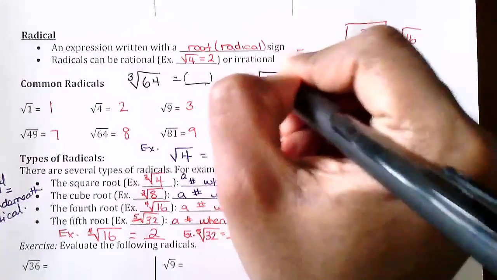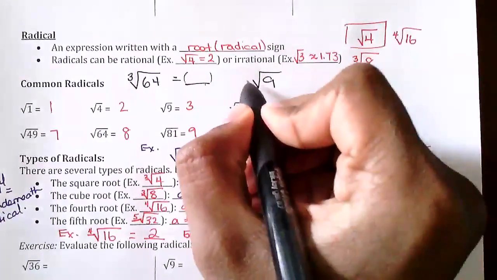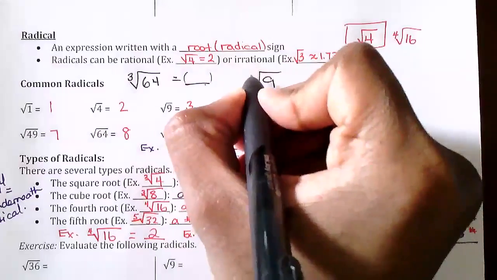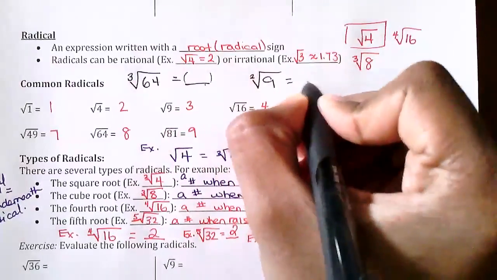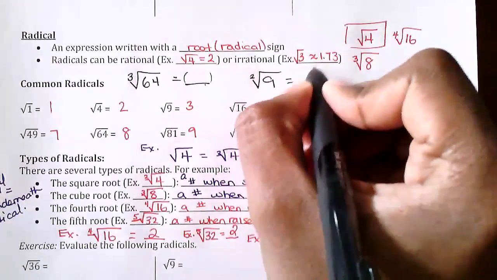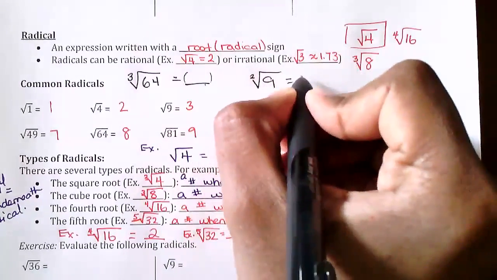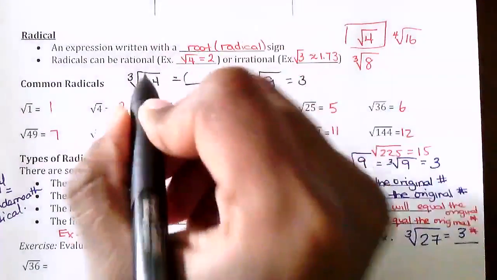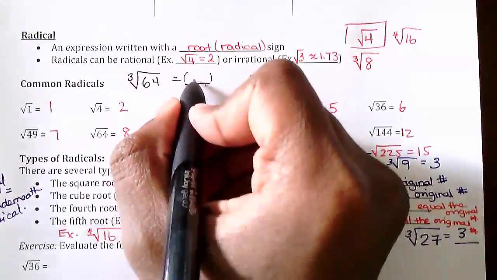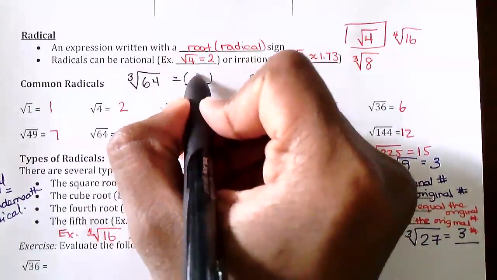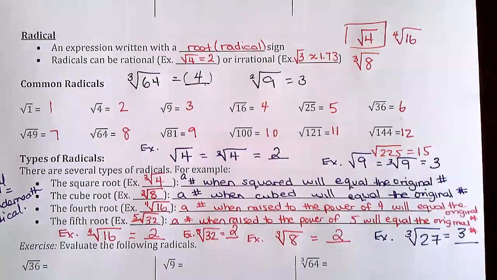If you have something like square root 9, again, if there's no number physically written there, you assume it's a 2, and you're looking for a number. When I raise that number to the power of 2, it gives me the original number, which is 3 here. And again, if I'm looking for a number where if I put it to the power of 3, it gives me 64, that is just 4.